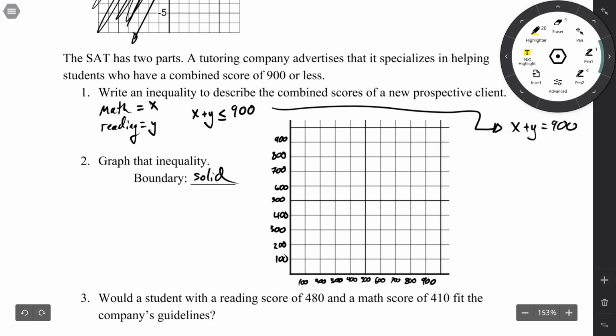I'm going to get the Y by itself by just subtracting X. And then I'm going to write it in slope-intercept form. Y equals negative X plus 900. That means that our y-intercept is 900. That's right here. And it has a slope of negative 1. Well, this whole graph is a 1-to-1 ratio, so we can just go straight down.